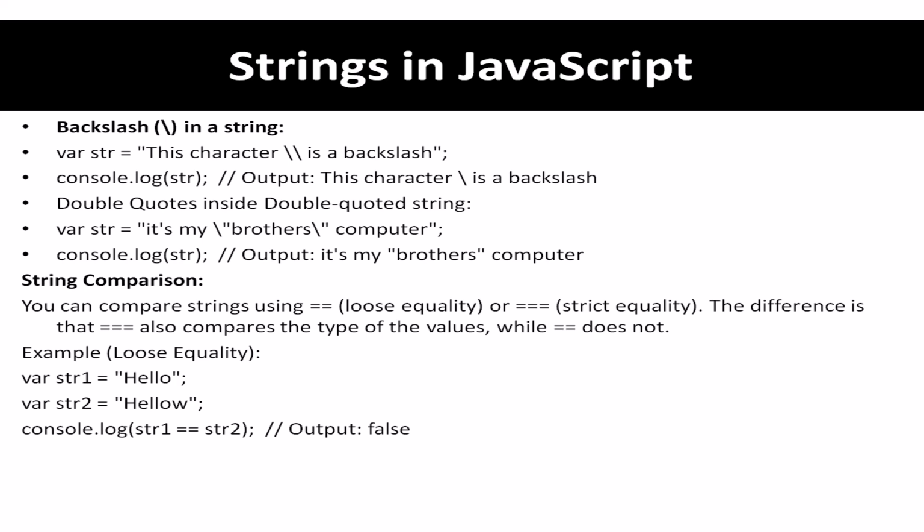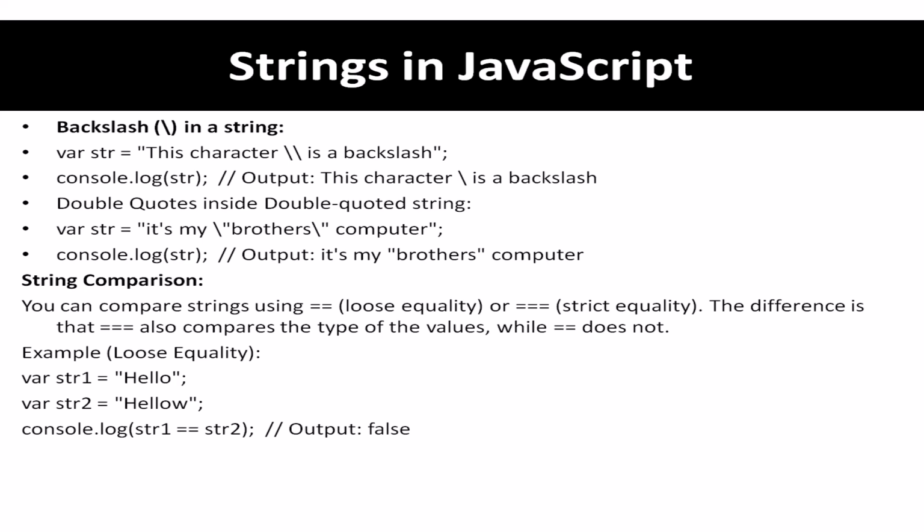Next, backslash in string. You can use a backslash in the string. For example, you are going to use "its brother's computer". Brother is already defined. Whichever particular thing you want to show, in that content it is going to show within the double quotes.